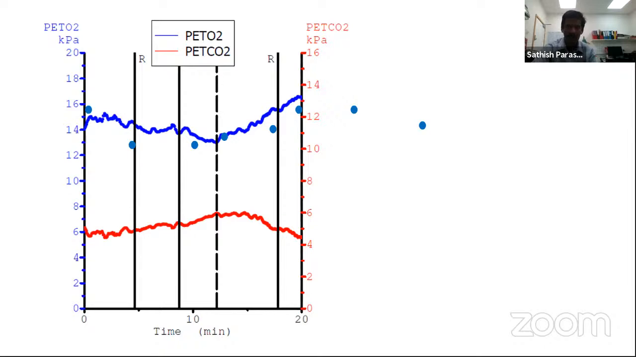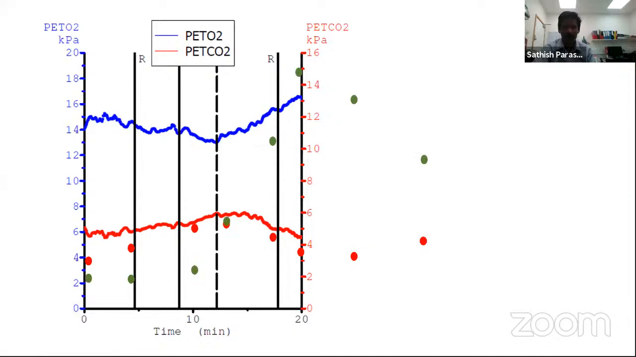Every couple of minutes we did some arterial gas. So the blue dots in here show the arterial blood PO2, the partial pressure of oxygen. It runs parallel to the end-tidal oxygen. There are no problems with it. Here, this is the end-tidal CO2 in the red line, and then the arterial PCO2 in the red dots, which runs parallel to it. No problems, we know that.